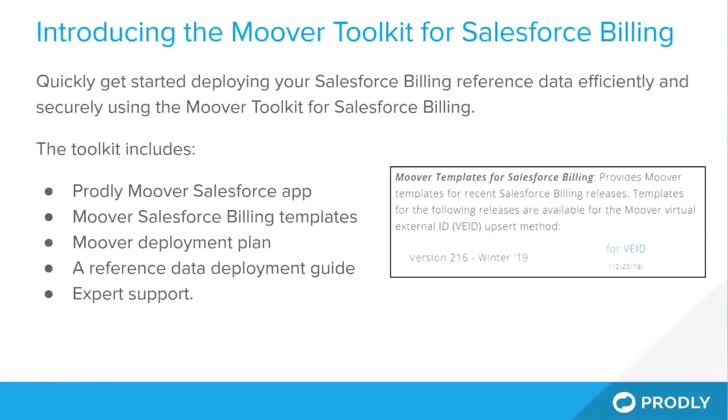But it comes with the Moover app, the Salesforce billing templates, as well as the deployment plan that I was showing on the previous slide, as well as the deployment guide that talks step-by-step about everything you need to know before you click deploy inside Moover. That has all of the pre-deployment checklists, during deployment checklists, post-deployment checklists, so that when you are ready to do that first implementation or first deployment from one org to the other, you know everything you need to do from that standpoint. Plus, it comes with our expert support as well.